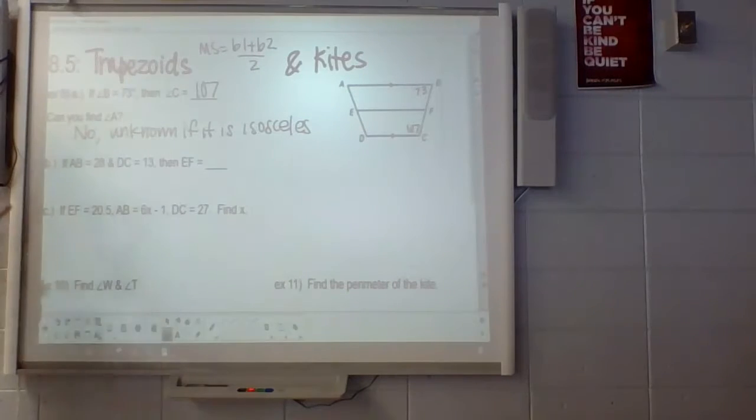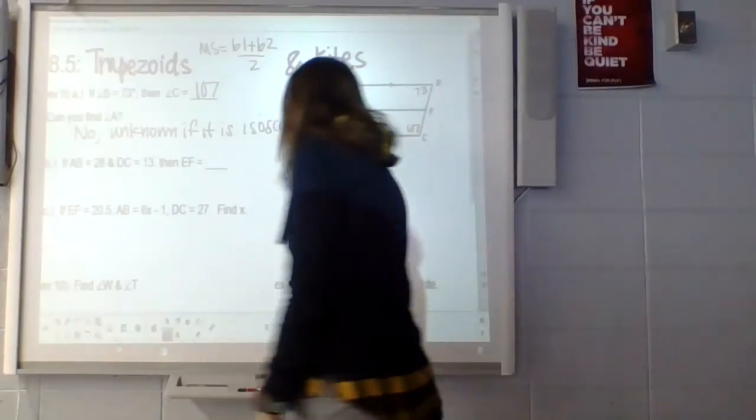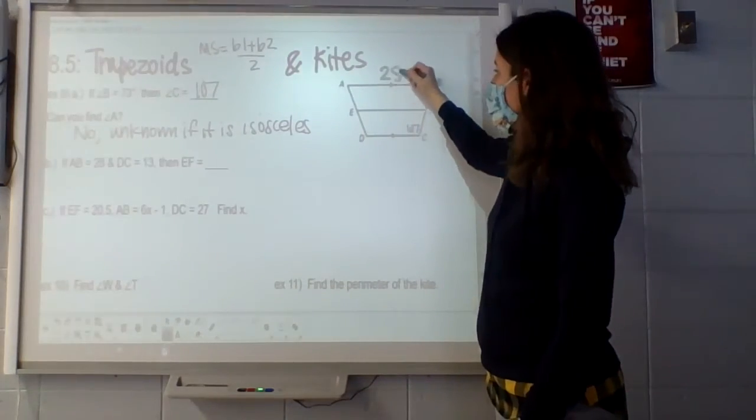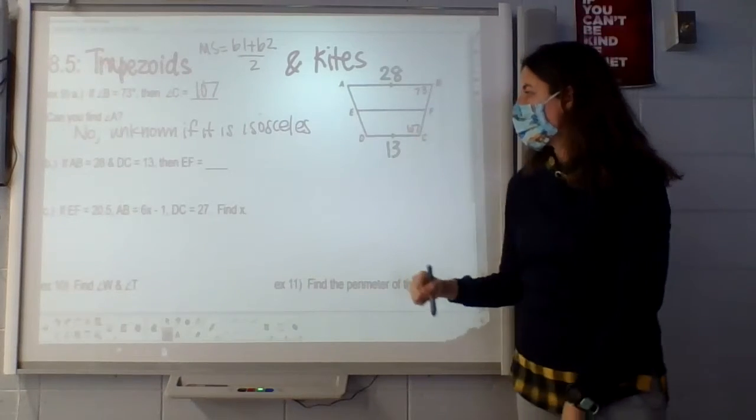So we don't know if it's isosceles, so we can't assume that it also has to be 73. However, the next question is asking us to find the mid-segment. So they tell us AB is 28, DC is 13, and they want us to find EF.